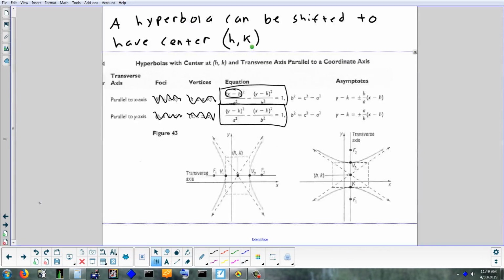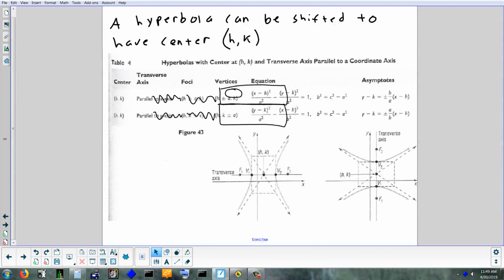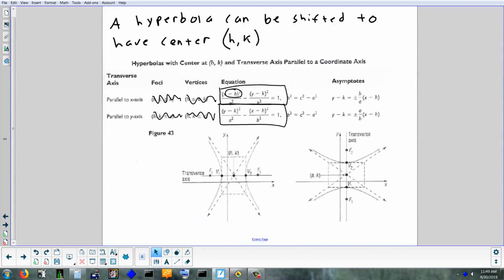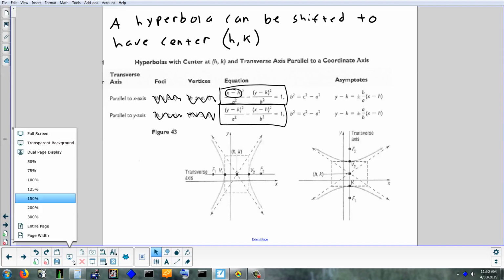Okay. H comma k is the center. Let me just zoom out. I guess it went off the screen. But you have it in your packet. H comma k is the center, and that is how I think of it. To me, that's important. So the column that has the center and the equation, those are the only two things that I really think about.